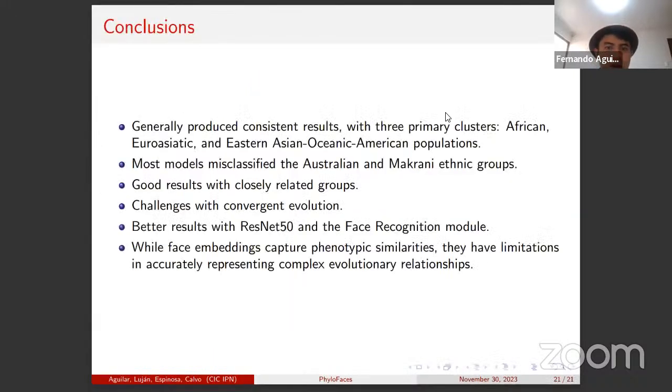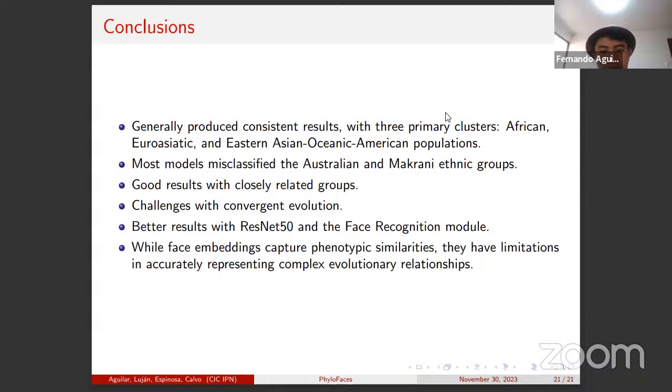Finally, as conclusions, I think that generally this method produces consistent results, but there are some ethnic groups, for example, the Australian ethnic group, that was not well classified. But in closely related groups, we observed pretty good results. But there are some challenges to deal with convergent evolution. But that's something that we need to deal with when we are using only phenotype. The best results were achieved with ResNet 50 and the face recognition model, especially by using the OPNA algorithm.